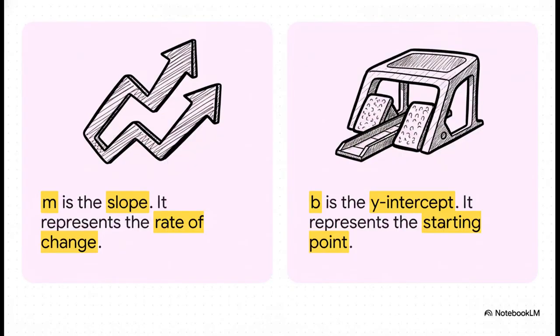And this shows us exactly what each part does. That m is our slope. That's the rate, the action part, the bit that tells us how fast things are changing. And the b, that's the y-intercept. It's the start. It's the initial value. It's where our story begins on that vertical axis.